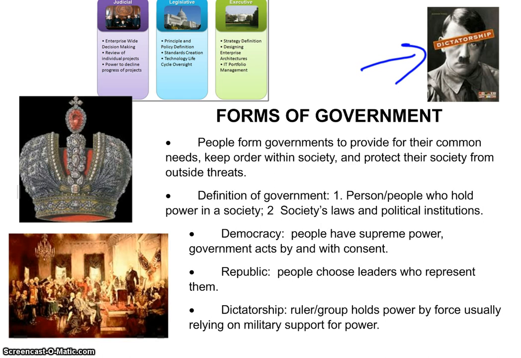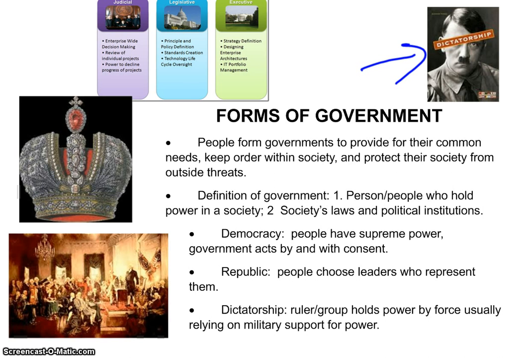Forms of government. People form governments to provide for their common needs, keep order within the society, and protect their society from outside threat. A definition of government is first the person or people who hold the power in society, but also it can be the society's laws and political institutions.